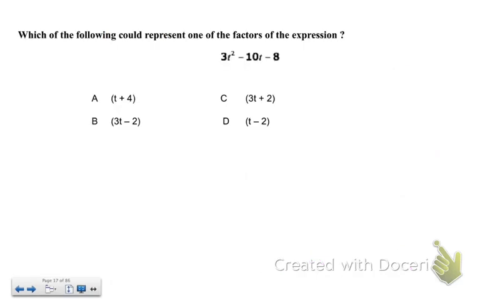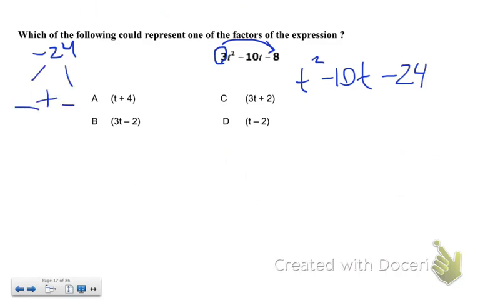Okay, factoring example. So which of the following could represent one of the factors of the expression? The coefficient, notice, is greater than 1, so we are going to slide and divide for this example. So take 3, slide it to negative 8, t squared minus 10t minus 24. And then we're looking for factors of negative 24 that add together to give you negative 10.